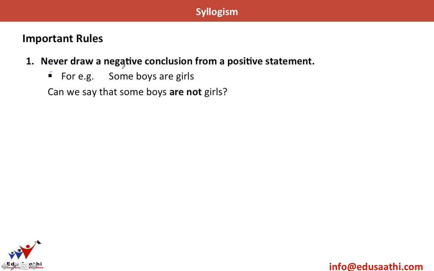Never draw a negative conclusion from a positive statement. This is rule number 1. For example, I have a statement, some boys are girls. Can we say that some boys are not girls? The answer is no. Why? Because this is a positive statement, some boys are girls, and this is a negative conclusion because of this not. So we cannot draw a negative conclusion from a positive statement.